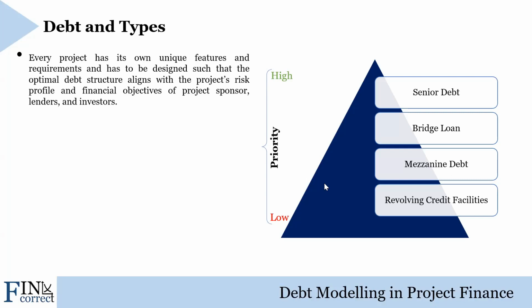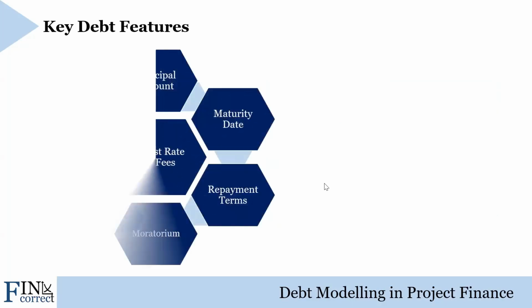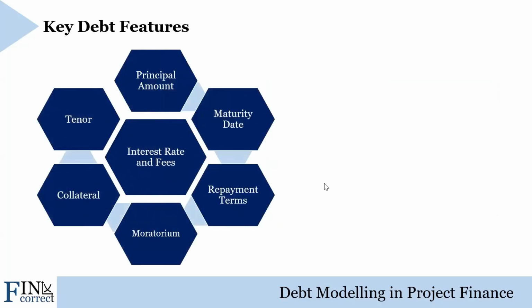Now, let's explore the key features of debt in project finance. The principal amount. It is the initial amount that was borrowed. Tenor. This is the duration that the borrower is expected to repay his obligation, including the principal and interest. Maturity date. This is the deadline date for full repayment. Collateral. Collateral is the asset that has to be pledged as a security for the loan.